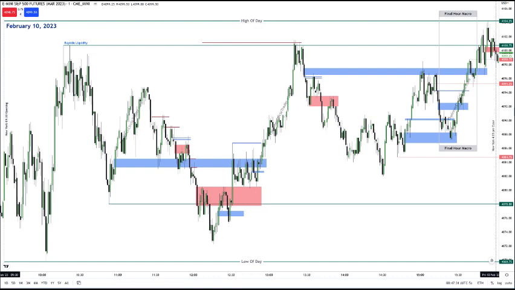So when I taught the PD array matrix in the core content that you can see on my YouTube channel for my private tutorship, I gave out a very specific order of where certain PD arrays would usually form in their hierarchy. So the highest form of a premium array to the lowest form before you get to equilibrium, where they rank among themselves in delivery usually. Volume imbalances are not in that PD array matrix.